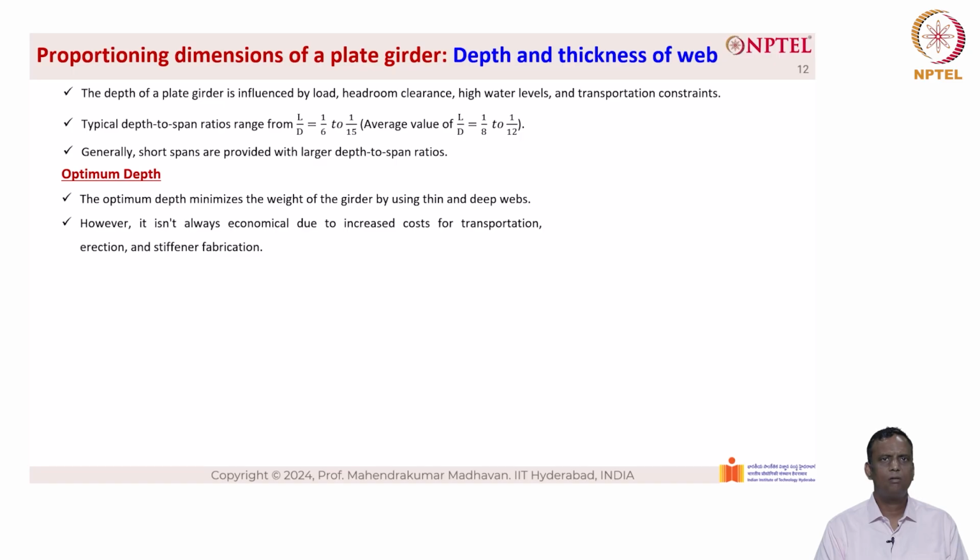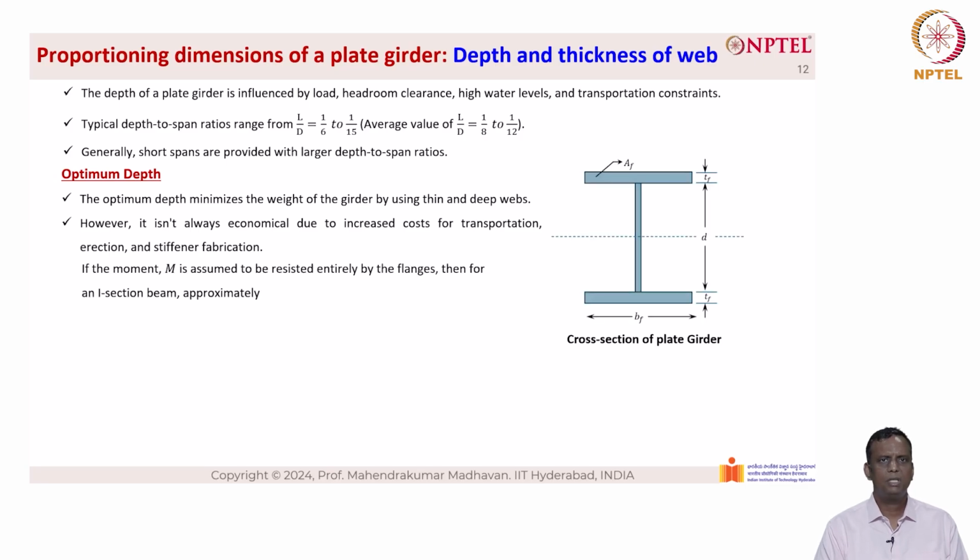However, it isn't always economical to have a very thin web due to increased cost for transportation, erection and stiffener fabrication. So if the moment M is assumed to be resisted entirely by the flanges, then for an I section beam approximately, Mg is given as Fy into B sub f into T sub f into d. And this can be categorized as equation 1, where Mg is the moment carrying capacity of the section, Fy is the design strength of the flanges, B sub f is the width of the flange, T sub f is the thickness of the flange, and d is the depth of the web.